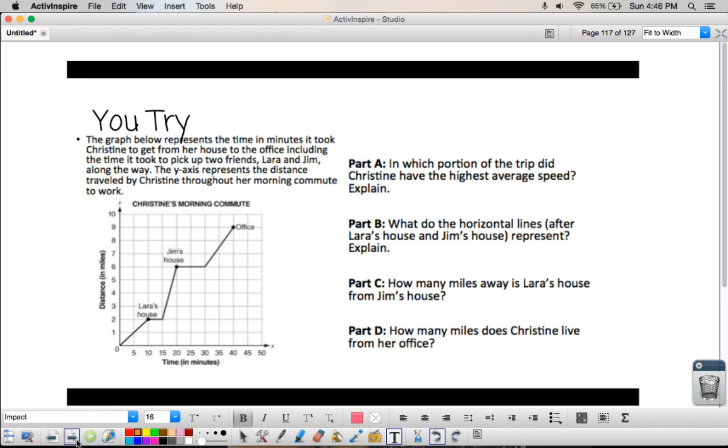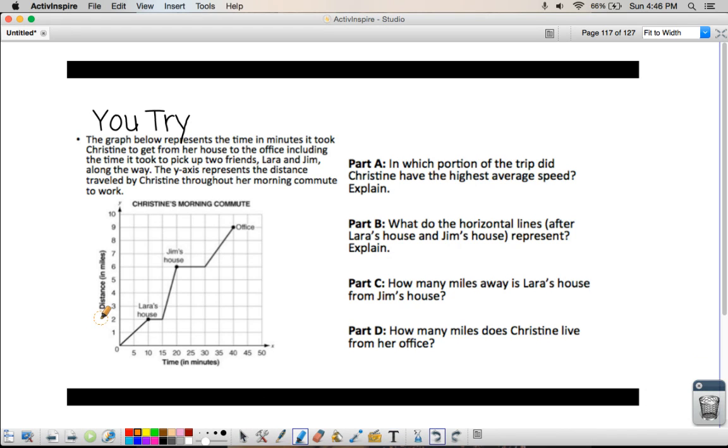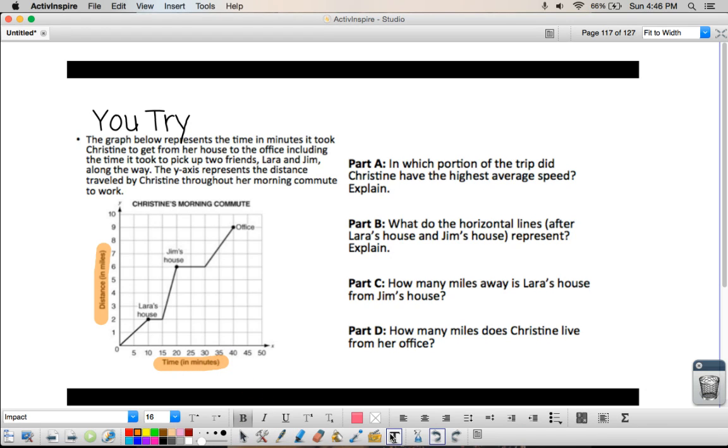The graph below represents the time in minutes it took Christine to get from her house to the office, including the time it took to pick up her 2 friends, Laura and Jim, along the way. The y-axis represents distance traveled just by Christine over time. Part A. In which portion of the trip did Christine have the highest average speed? So it's saying, where is her line the steepest? And that's between 15 and 20 minutes.